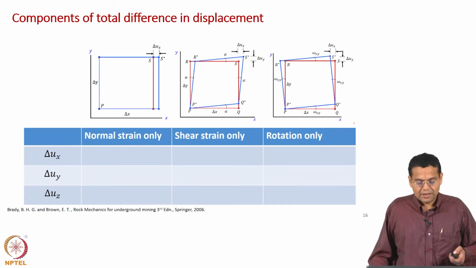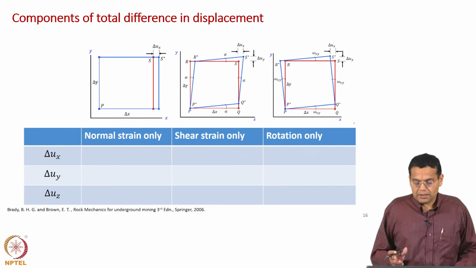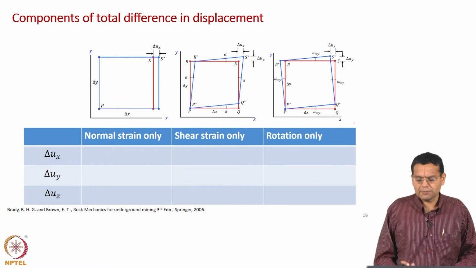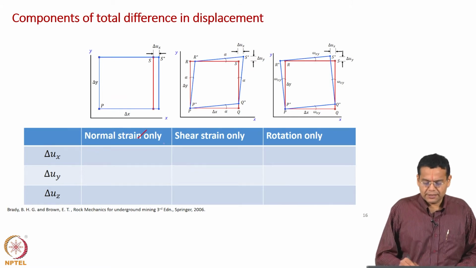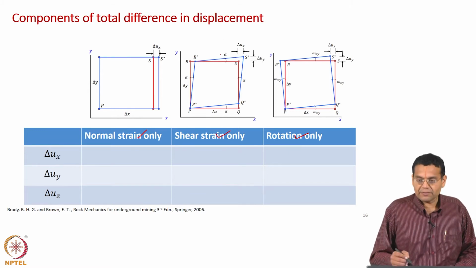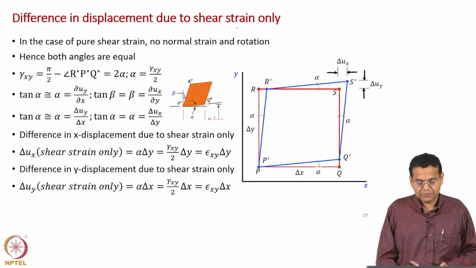For deriving the first relation, I would suggest you recall these slides which I discussed earlier. I have shown them here for the purpose of recall. We discussed this when we discussed the components of difference in displacement due to normal strain, shear strain and rotation. Our relevance right now is the case where we discussed components of displacement because of shear strain only.